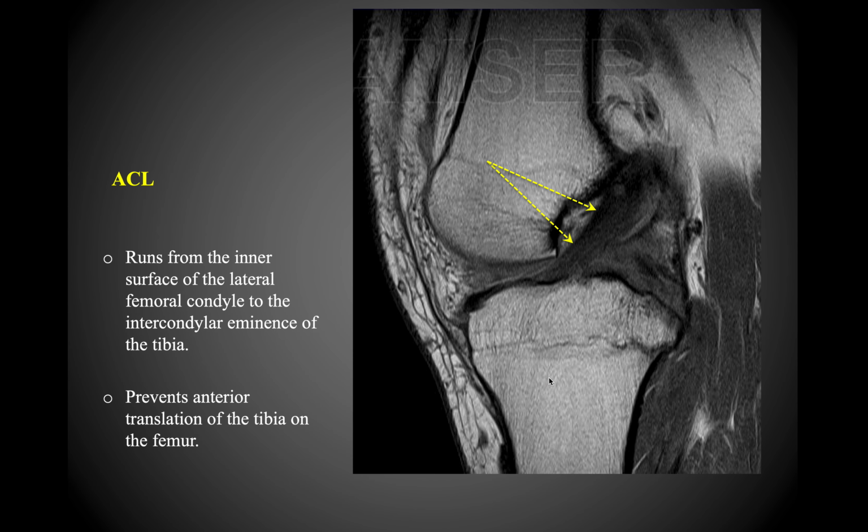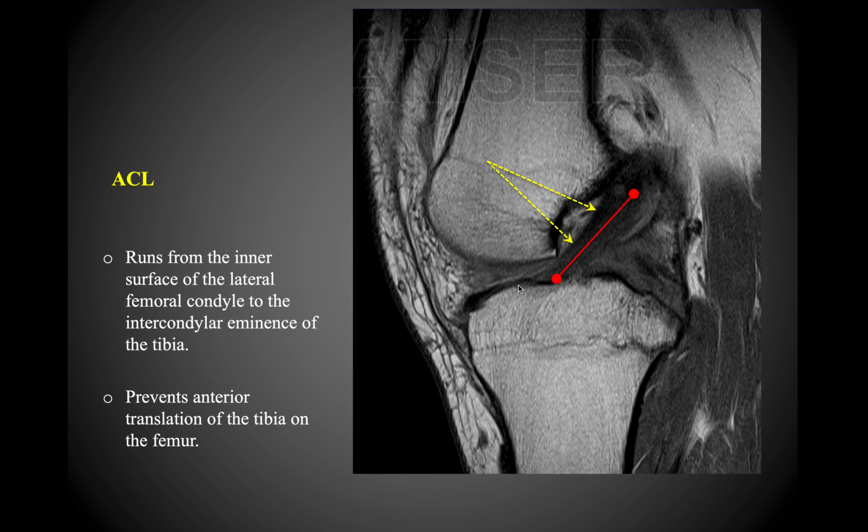Okay, now looking at another sagittal view where you can appreciate the ACL. So again, you can see where it's running from the lateral femoral condyle above to the intercondylar eminence down here below on the tibia. And remember that this is going to prevent anterior translation of the tibia on the femur.